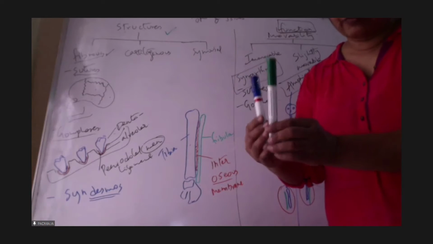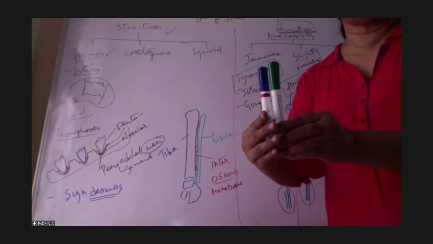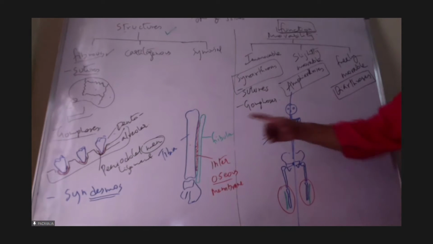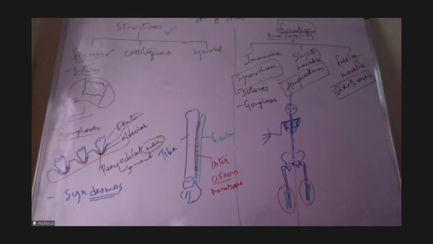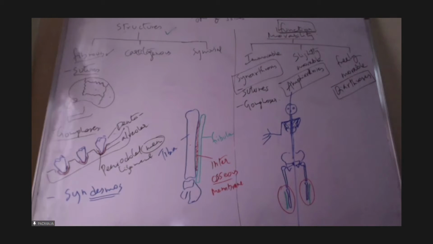While we walk, slight movement is possible with the help of that membrane, making your movements flexible. Interosseous membrane. Okay. Of course, here I didn't write one more S. Interosseous membrane. What is that interosseous membrane? You could see it between tibia and fibula. And it is an example for syndesmosis.